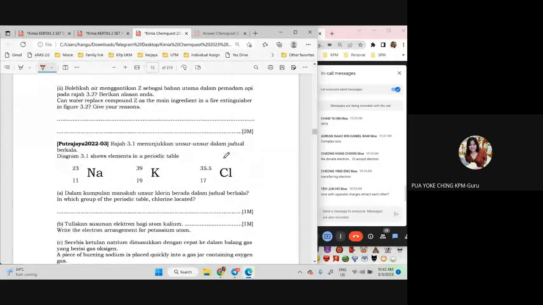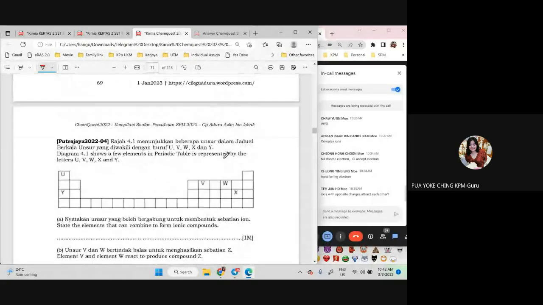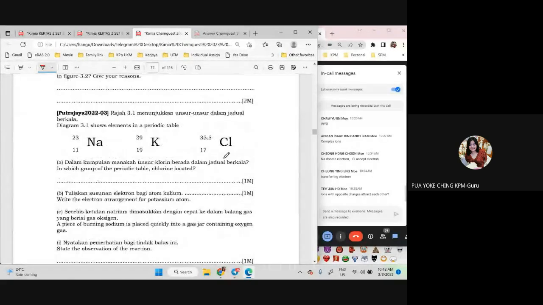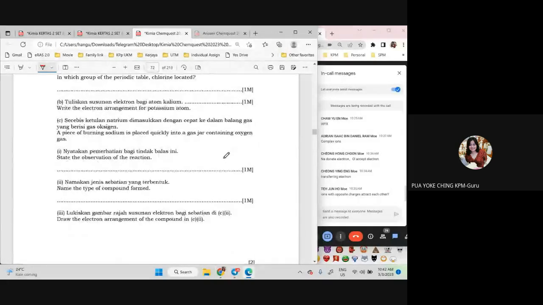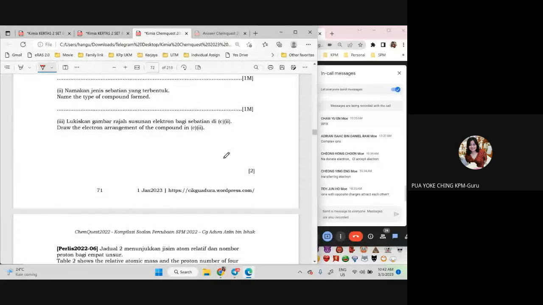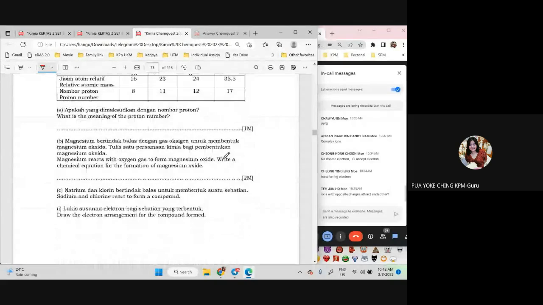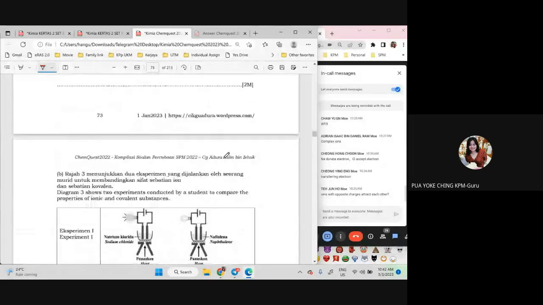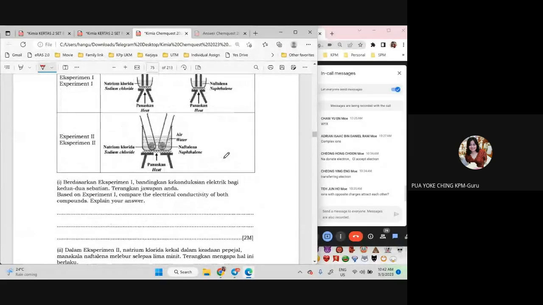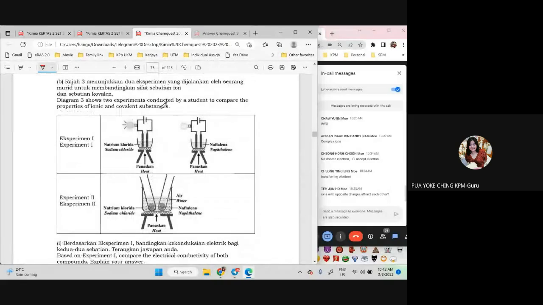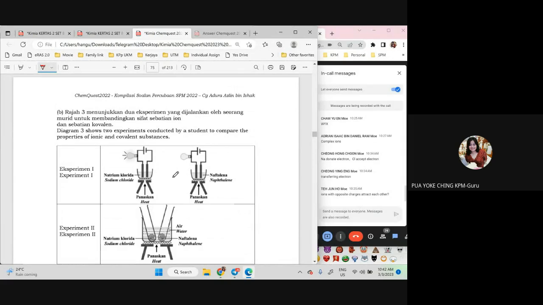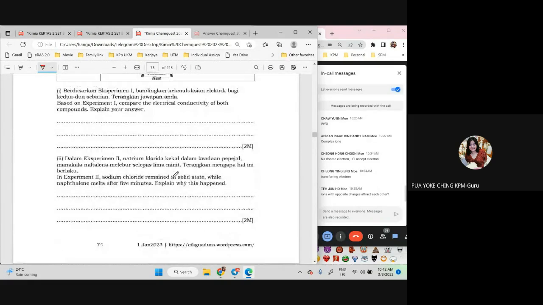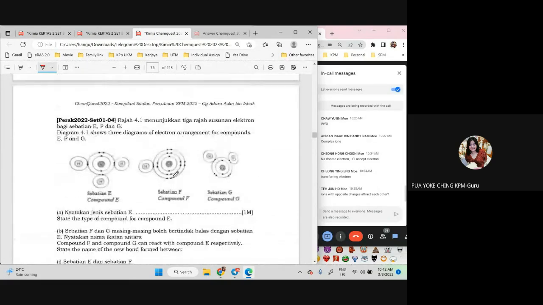This is actually Putrajaya questions. Okay. And then why is there no question in this one? This is compare ionic and covalent compound. Bandingkan ionic dan covalent compound. Okay.